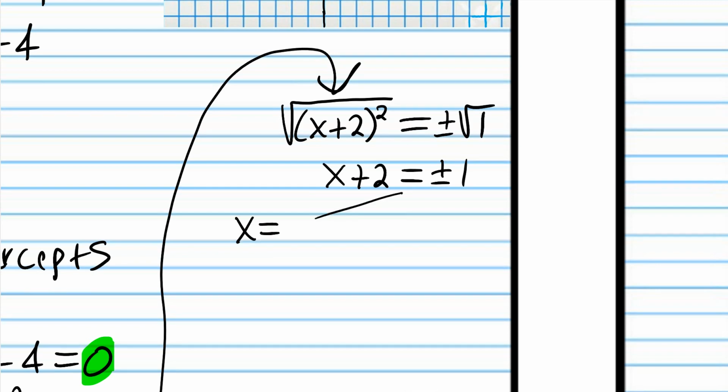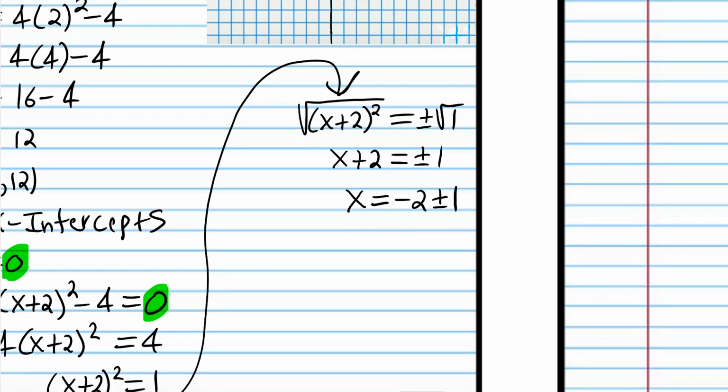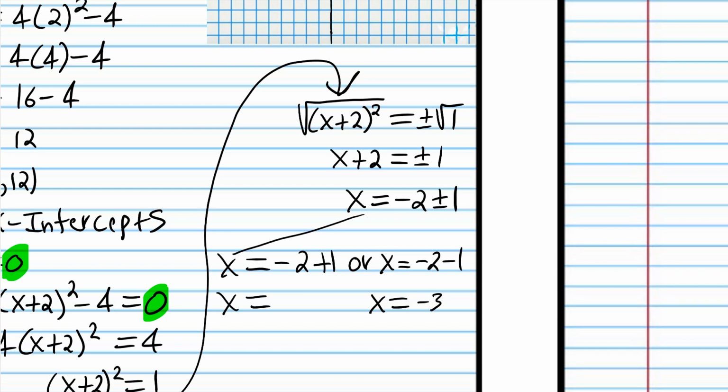X can be equal to, or actually let's do one more step here. We're going to subtract 2 from both sides, so we get -2 plus or minus 1. And now we're going to break it up into 2 equations. So x can be -2 plus 1, or x can be -2 minus 1. So it would be -3, or it would be -1.